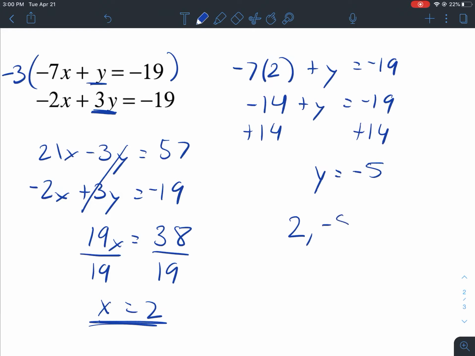So the solution to this one is 2 comma negative 5. Or you could say x equals 2, y equals negative 5. Those would both be valid solutions. So use this method on your homework. This method of elimination is going to help you with number 8 on the I Can Find the Volume of Prisms homework.